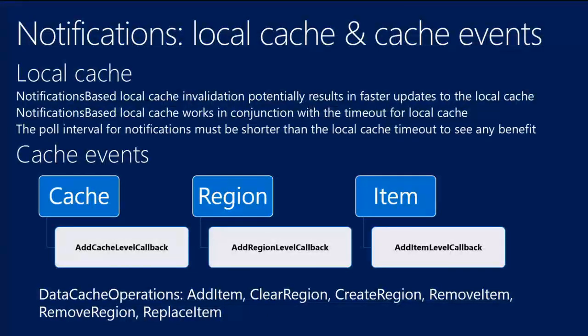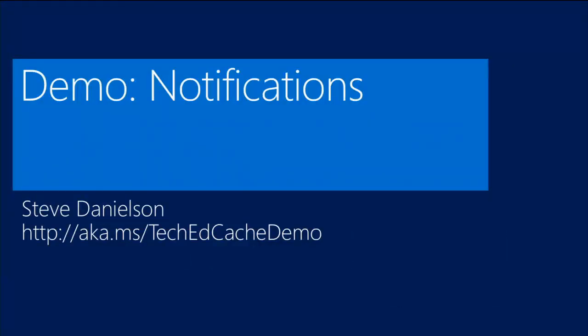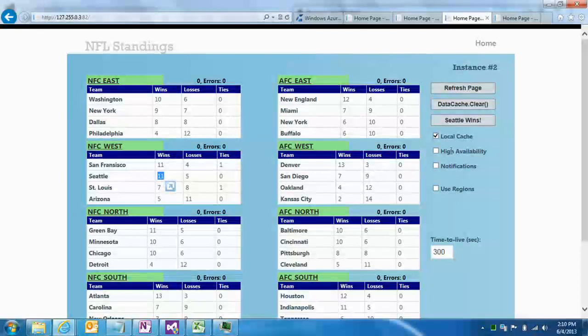There also are programmatic notifications that you can get for cache, region, and item events, some of which I've listed at the bottom: if items are put into a cache, or if a region is created, or an item is replaced. We actually don't have a demo of that, but we do have a demo of notifications done with local cache. So we're going to check notifications and local cache.